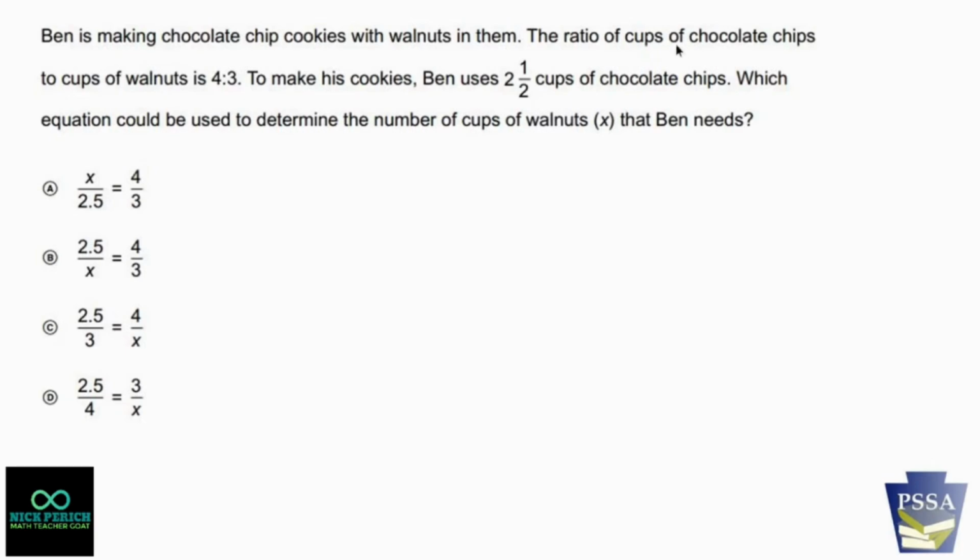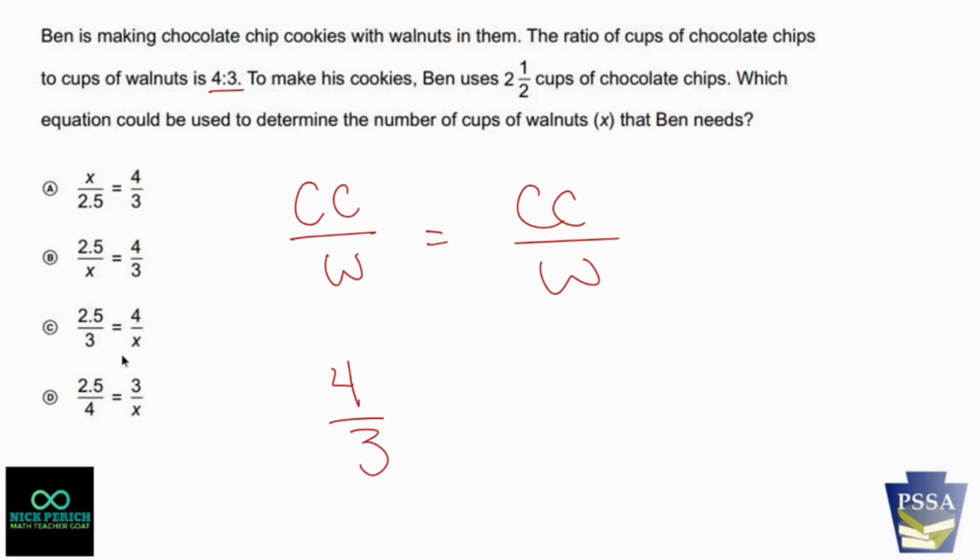All right, so this is a proportion, and a proportion is a fraction equaling a fraction. So it looks like what they're using is, if they're doing 4 to 3, we're going to go in that order. 4 had to do with chocolate chips, and 3 had to do with walnuts. So you are setting chocolate chips to walnuts equal to chocolate chips to walnuts. What do we know? Chocolate chips is 4, so we'll do 4 to walnuts is 3.